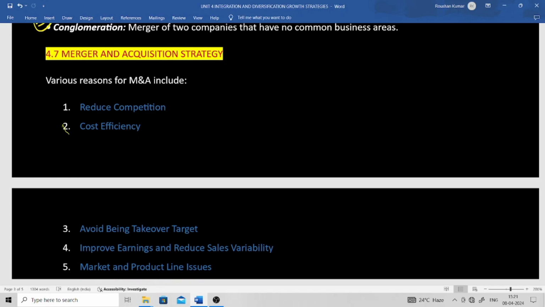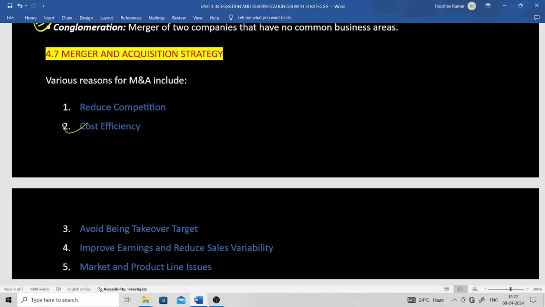The second reason is cost efficiency. The general assumption is that larger firms are more cost effective than smaller firms, though larger companies are not necessarily more efficient. So that's why merger and acquisition generally happen.